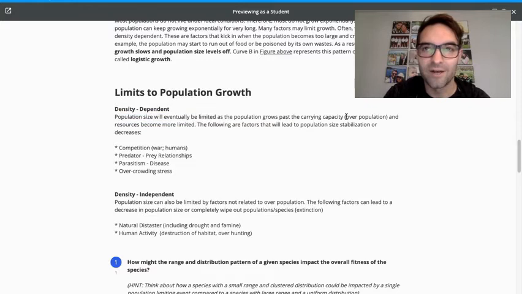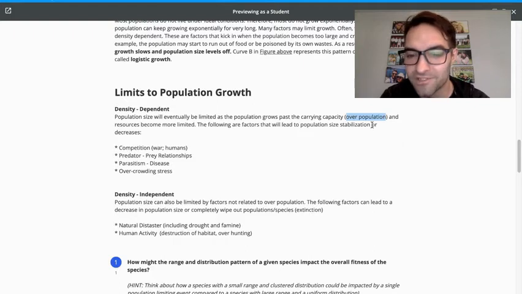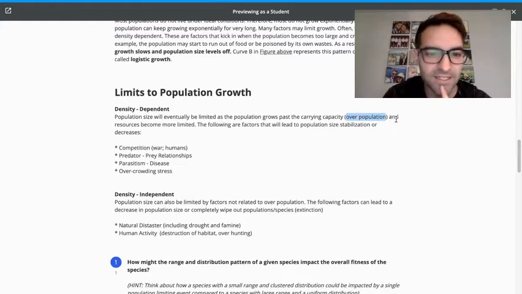And when a population is past the carrying capacity of its environment, that's overpopulation. You might have heard that term before. We tend to talk about it as overpopulation with humans. But it's true for all species and organisms. So, and then resources become more limited. So that's something to keep in mind, that this is what we're talking about. As the population grows, these things are going to happen.